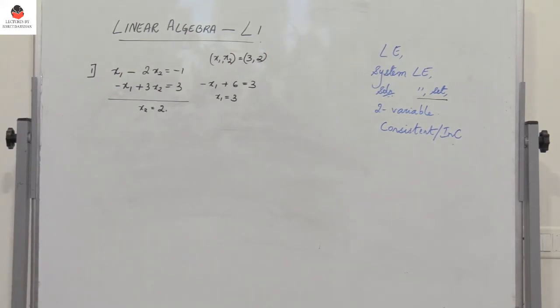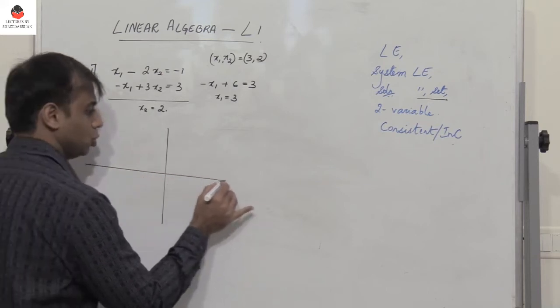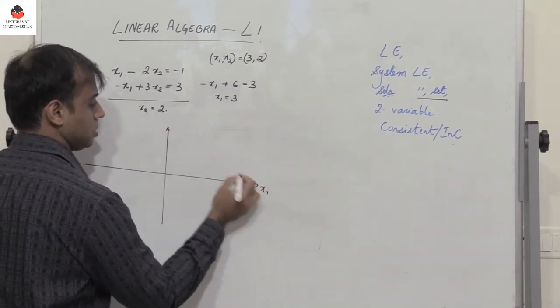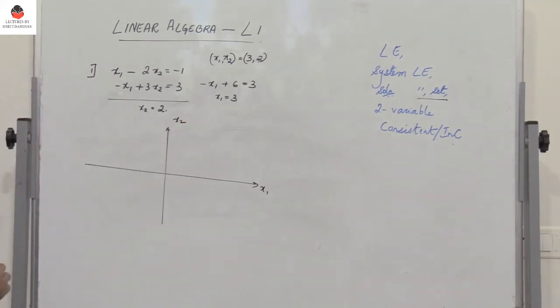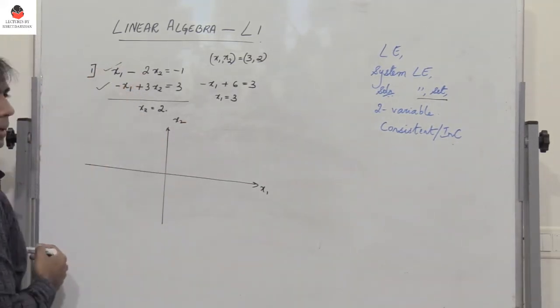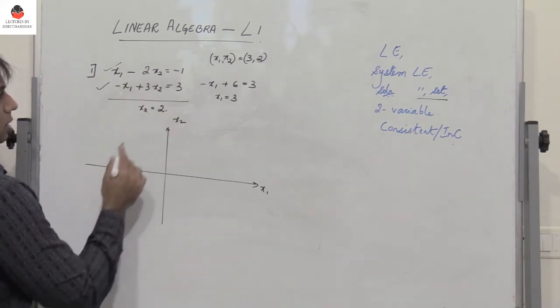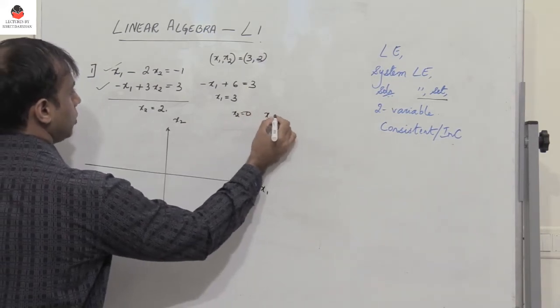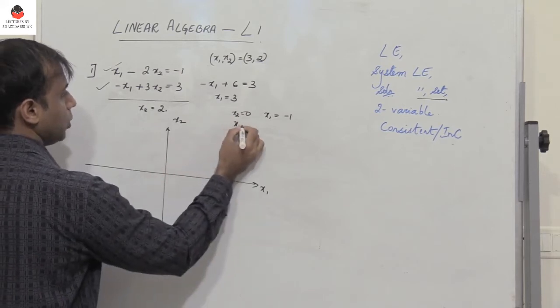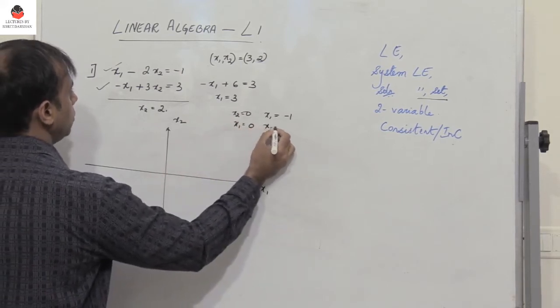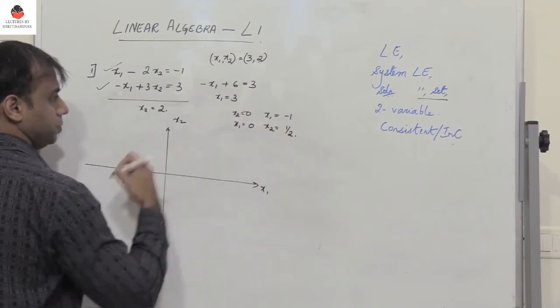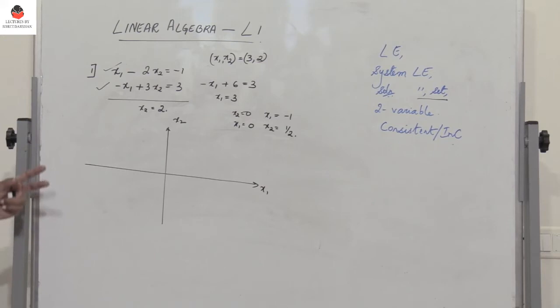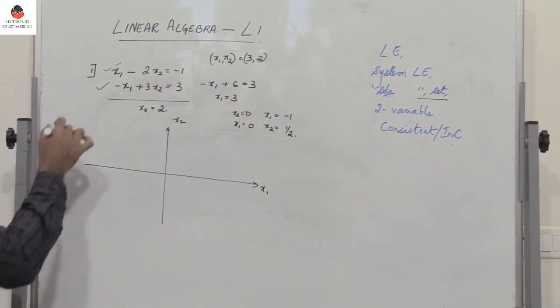Can I visualize this solution of the set of linear equations? Yes, I can. So let us consider two axes. This is x1 and this is x2. Now each of the equations represents a straight line. The line L1: if I put x2 equal to 0, I get x1 equal to minus 1. And if I put x1 equal to 0, we get x2 equal to 1 by 2. So these are the points which lie on the line L1.